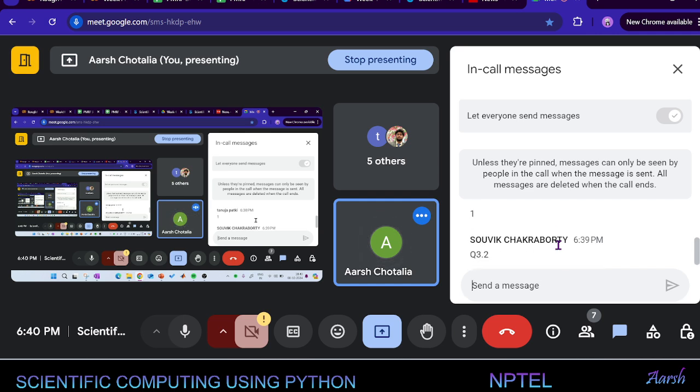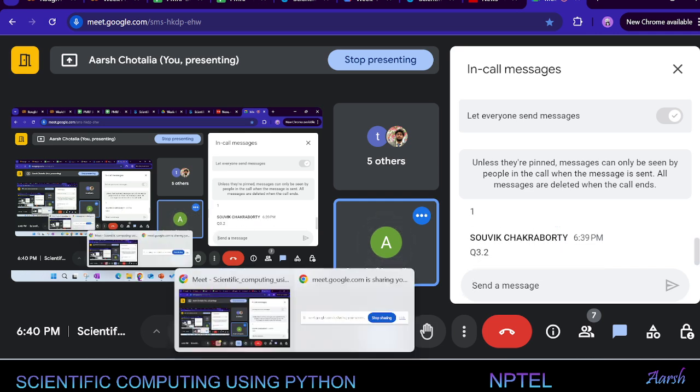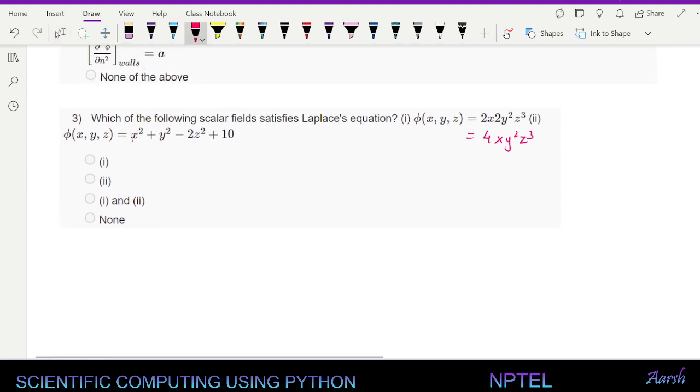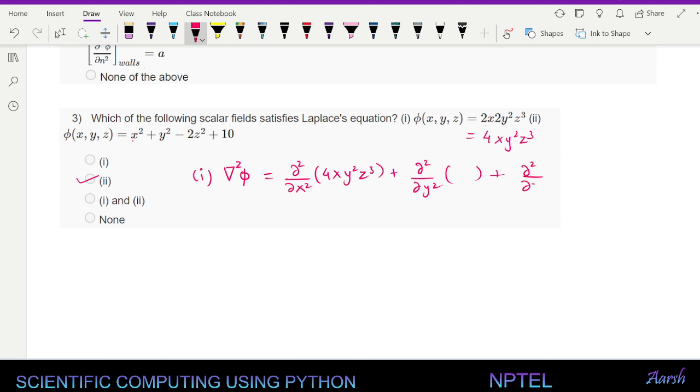Question 3, 2. Okay, what is 2? Okay, let's see. So we want to find this quantity, which is del 2 by del x2 of 4x y square z cube, plus with respect to y, same thing, and with respect to z, same thing.